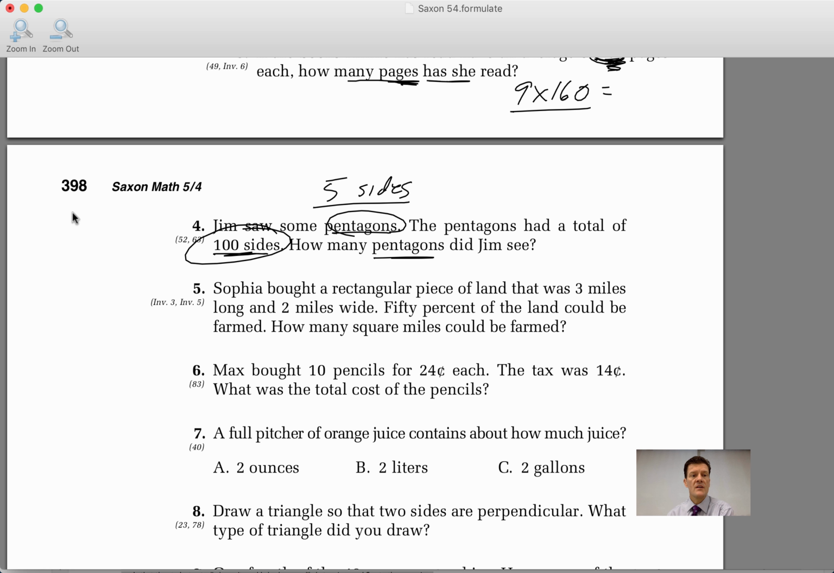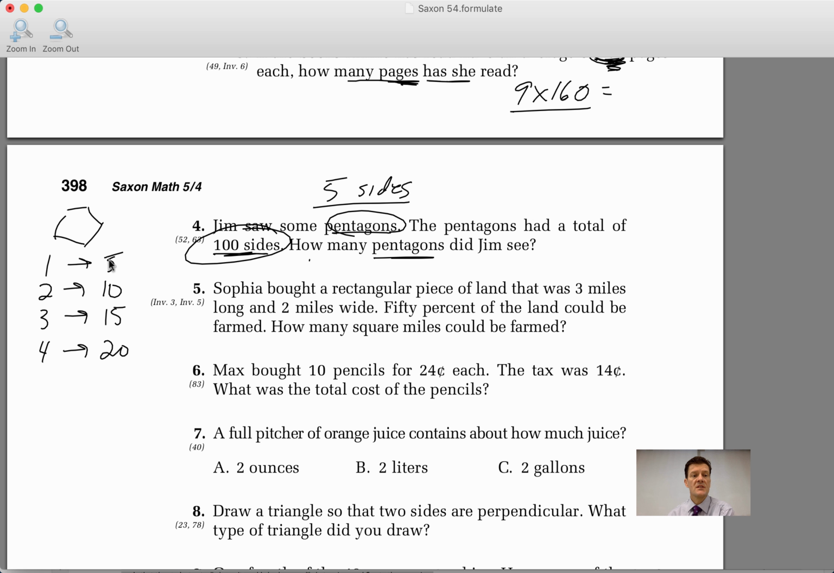Well, if you've got 1 pentagon, it has 5 sides. So 2 pentagons would be 5 plus 5. 3 is 5 plus 5 plus 5, or 5 three times, and that'd be 15, by the way. So 1 pentagon gives you 5 sides, 2 gives you 10, 3 gives you 15, 4 a total of 20. Hopefully you're seeing the pattern.